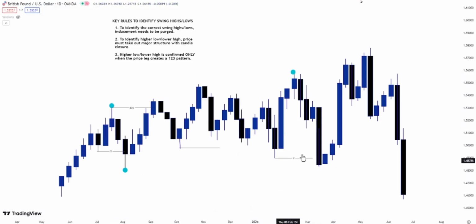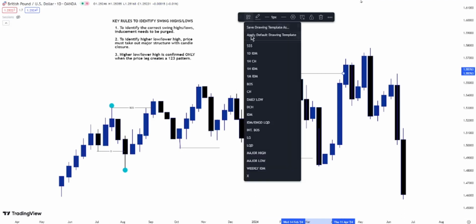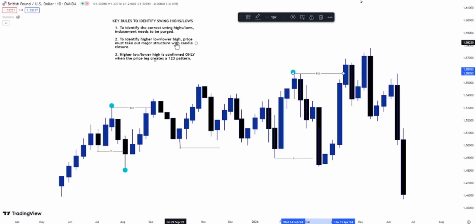So price took out inducement. All right? When it took out this inducement, for this lower high to be confirmed, it needs a 1, 2, 3 pattern. For this low to be confirmed, it needs rules 2 and 3. Rule 2 says to identify higher low, lower high, price must take out major structure with candle closure. And where is the major structure here? Here is your major structure high. It has to take it out with candle closure. Did that happen there? Yes, it happened. So rule number 2 has been fulfilled.